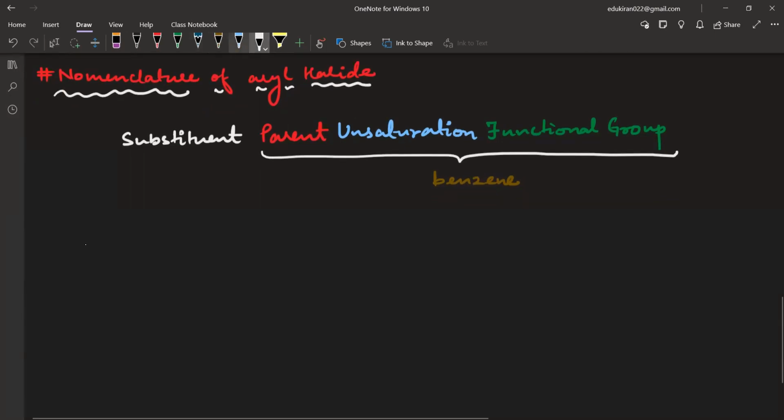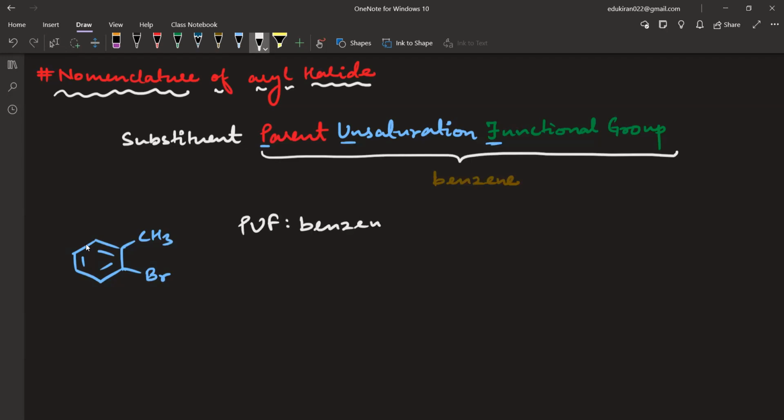Okay. So let us write this structure. We have a benzene ring like this, and let us say we have here a CH3 group, and here we have a Br group. Now, this is parent, unsaturation, and functional group, that is PUF. So what do we have to write for PUF? Benzene, always. When there is a benzene, the PUF, that means the parent, unsaturation, and functional group, will always be benzene.